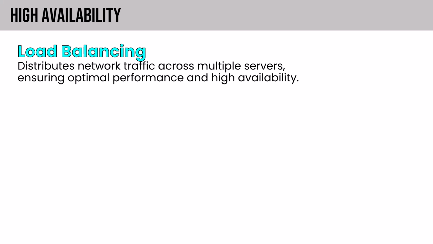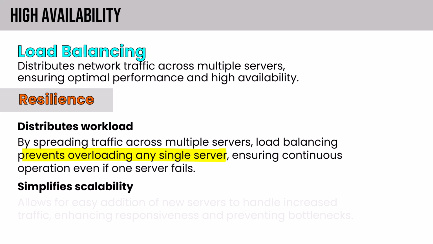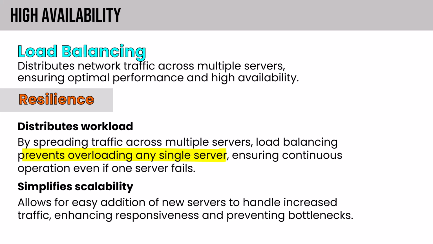So let's get into high availability, and we'll start with load balancing, which distributes network traffic across multiple servers, ensuring optimal performance and high availability. So from a resilience perspective, it distributes the workload by spreading traffic across multiple servers. Load balancing prevents overloading any single server, ensuring continuous operation even if one server fails. Load balancing also simplifies scalability. It allows easy addition of new servers to handle increased traffic, enhancing responsiveness and preventing bottlenecks.